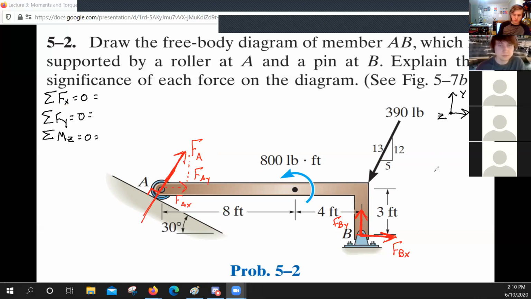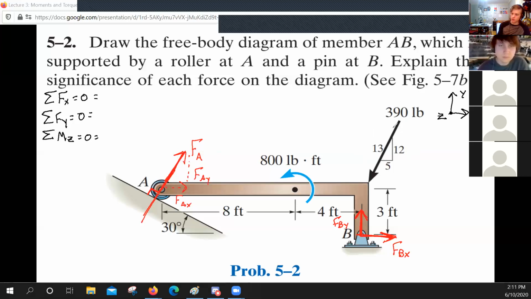It would be 5 minus FA of X and FB of X. So not quite. First of all, this 5 here, I know this is probably a little confusing looking. That's just the ratio of the triangle. It's saying it's a 13, 12, 5 triangle. But the actual magnitude of that force is 390.